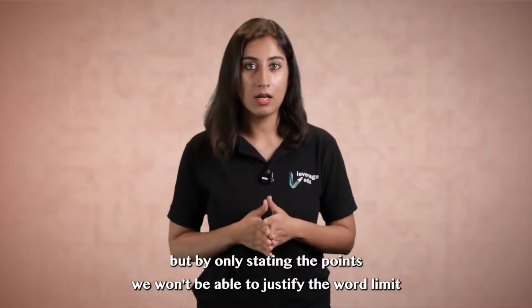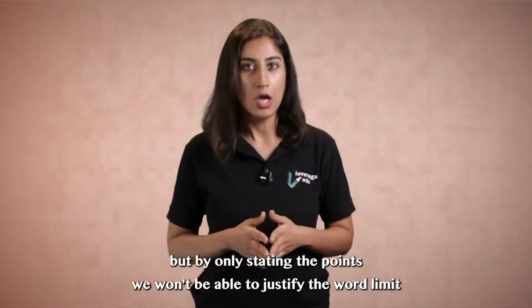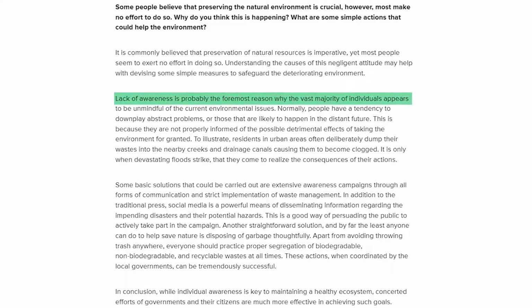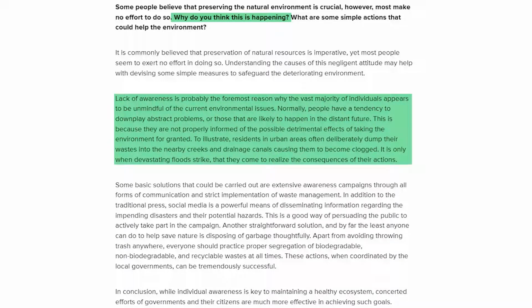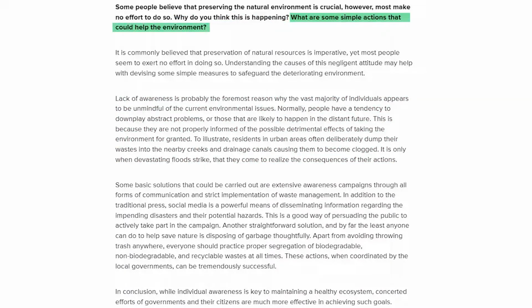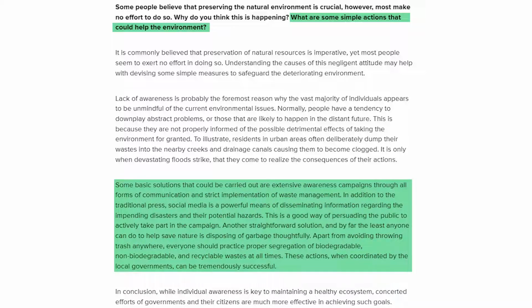But just stating the point will not justify either the word limit or the purpose of the essay. Therefore, in each body paragraph, once you have stated the topic sentence, which is your main idea, explain it. For the explanation, you will use supporting arguments as well as examples. So in our sample, the first paragraph answers the first question, the why. Why do you think this is happening? Once you have explained it in detail and given appropriate examples to support our answer, we move on to the second paragraph where we will answer the what part of the question. What are some simple actions that could help the environment? Again, we have to explain this well with an example too.